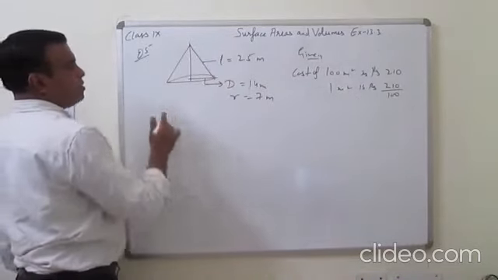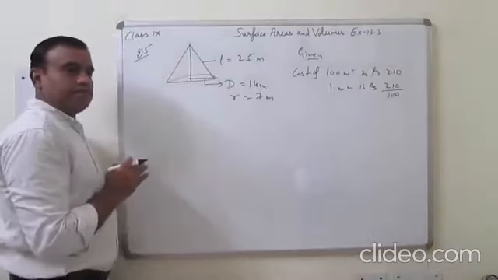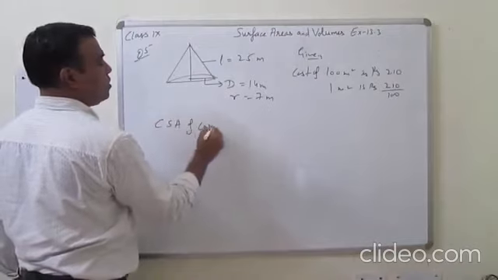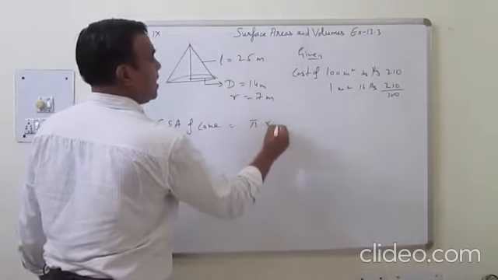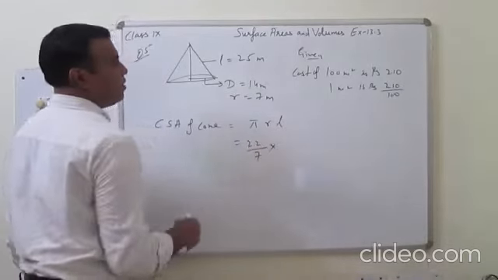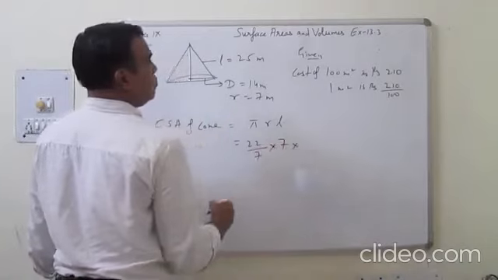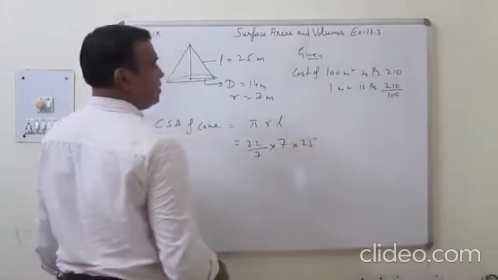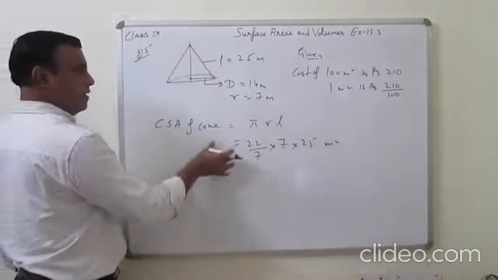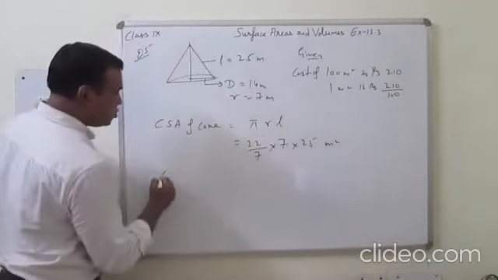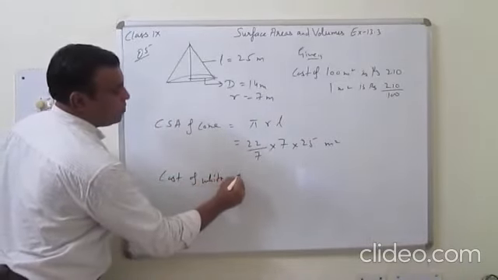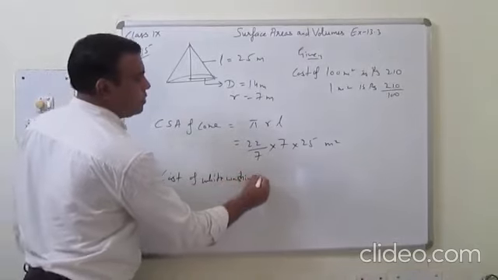Now व्हाइट वॉश कहां करा रहे हैं? CSA पे. तो CSA of cone is equal to pi RL. So pi is 22 upon 7 into R 7 into slant height 25. This is a meter square. We have to find the cost of whitewashing. Cost of whitewashing is rupees.